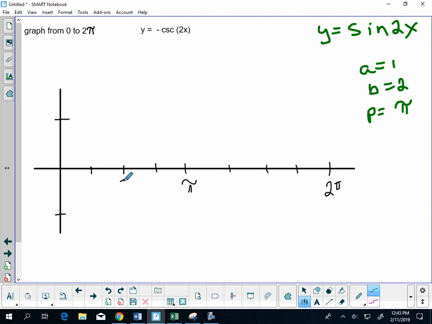That would be pi over 2. That'd be pi over 4. 3 pi over 4. I'm not going to do all of them. That'd be 3 pi over 2. But if you wanted to, that would be 5 pi over 4, 7 pi over 4.